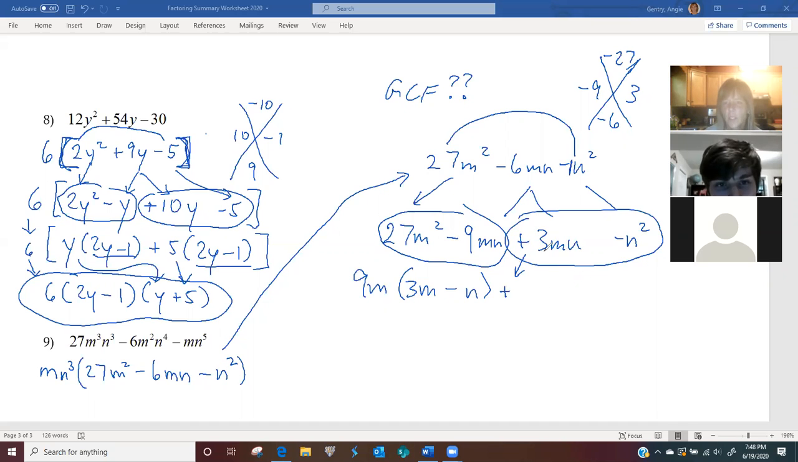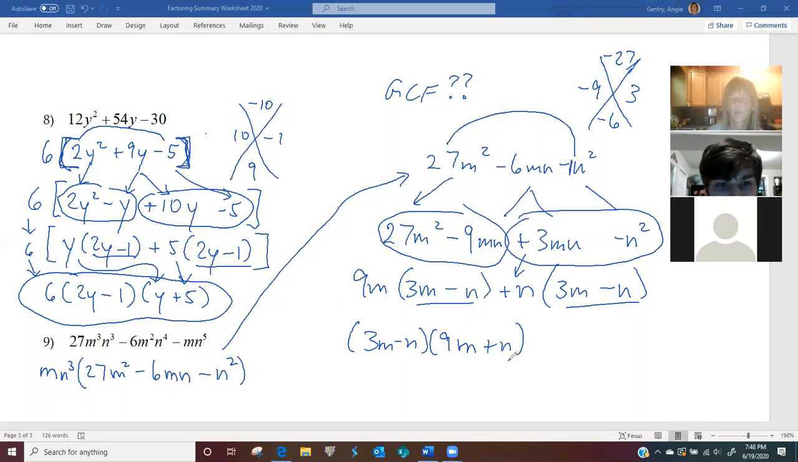Plus, what do they have in common? An n. n times 3m is 3mn, and n times what is negative n squared, you see? And now these two match. So if you just trust the process and do the same thing every time, you will never have a problem. It's just this one looks a little weird.